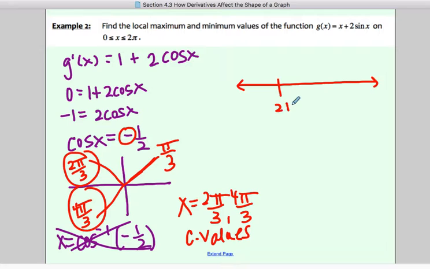So we got 2 pi over 3 and 4 pi over 3. And then what we're going to do is plug those numbers in between there into our derivative.